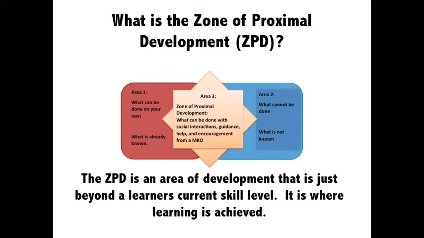Area 3 consists of what we would call the zone of proximal development. This is what can be done through social interactions, guidance, help, and encouragement from a more knowledgeable other, or as abbreviated, an MKO. Area 2 is what cannot be done and what is not known by the learner. In order to get to Area 2, a person must pass through the zone of proximal development. This zone is the area of development that is just beyond a learner's current skill level. According to this theory, it's where learning is achieved.